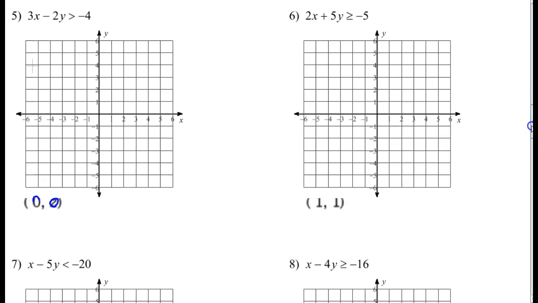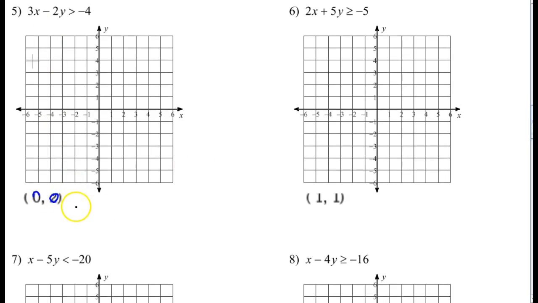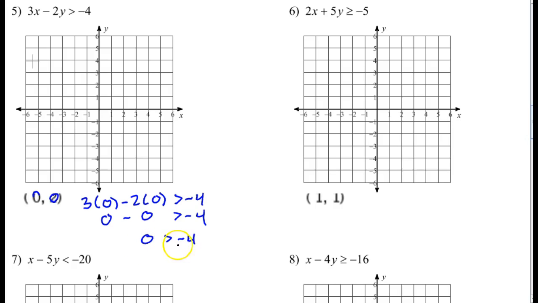One thing on number 5, I suggest actually after this, do the check first. So like on number 5, plug in the 0, 0 first. Alright, so we'll get 0 minus 0 is greater than negative 4. Okay, 0 minus 0 is 0. So is 0 greater than negative 4? That's true, right? So that means 0, 0 should be in the shaded region. That's your answer. So 0, 0 should be shaded.